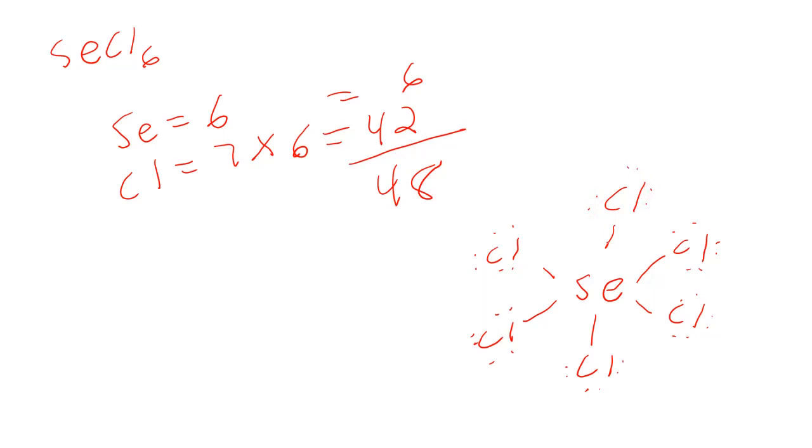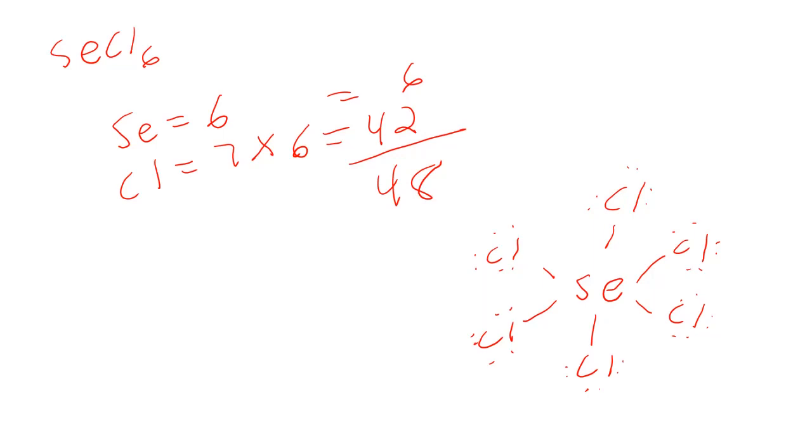So if we go through and do this, we have 2, 4, 6, 8 electrons times 6 chlorines is 48. And you can go through and count them up individually if you want to double check that. Now take a look here. How many electrons do we have around selenium? Remember, there are 2 in each bond, so we have 2, 4, 6, 8, 10, 12. And if you think back to the octet rule, it says that we can only have 8.